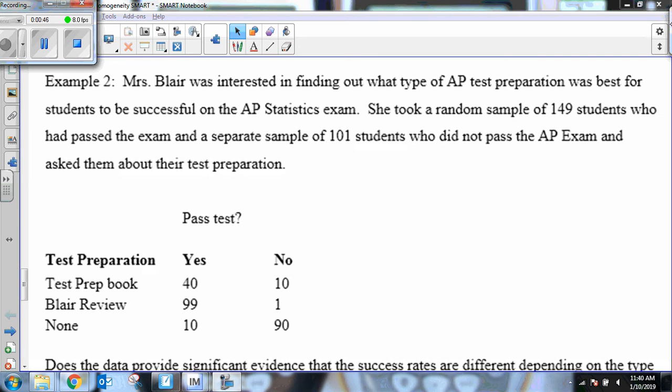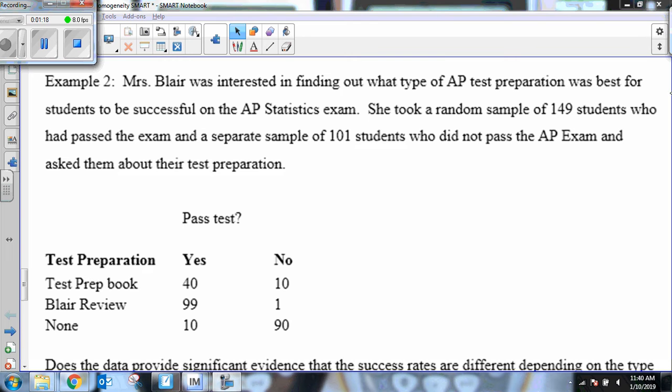So I'm interested in finding out what type of AP test preparation is best for you guys to be successful on the AP Statistics exam. So what I did is take a random sample of 149 students who passed the exam and a separate random sample of 101 students who did not pass the AP exam. And I asked them about their test preparation. How did you prepare? There were 3 different responses. Some used a test prep book, some just had my review, and some did none, no review at all. So that's the two-way table that I came up with.